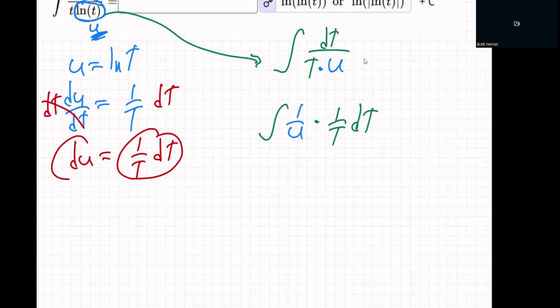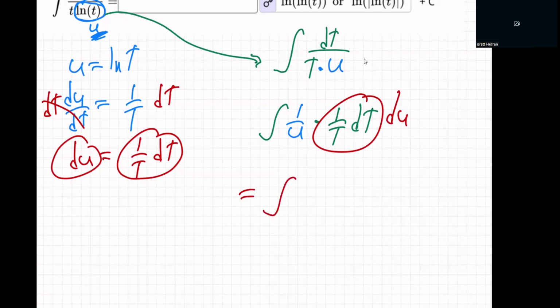So 1 over t dt, that's just du. So this becomes the integral of 1 over u du. So that's nice. Now we can do the antiderivative.